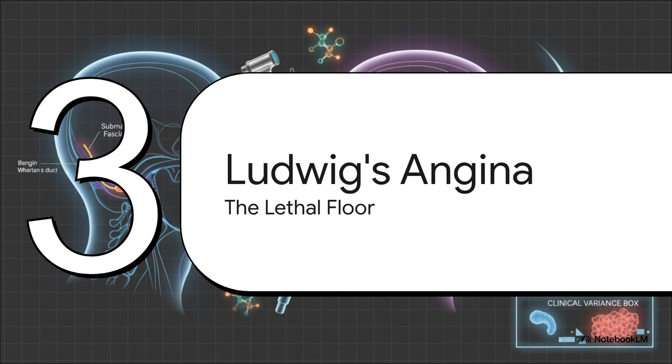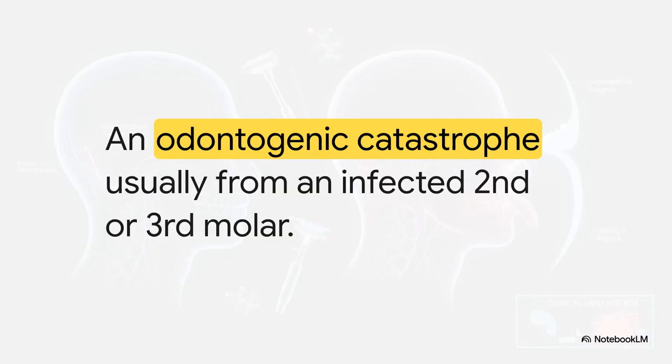Section 3. The lethal floor, Ludwig's angina. This is the climax of our explainer, the most catastrophic, life-threatening emergency in this entire block. You have to know the root trigger. This rapidly progressive bilateral cellulitis of the submandibular and sublingual spaces is an odontogenic catastrophe. It overwhelmingly sparks from an infected second or third mandibular molar, almost always in a patient with a history of terrible dentition. That single localized dental infection is the spark that ignites a massive anatomical fire.